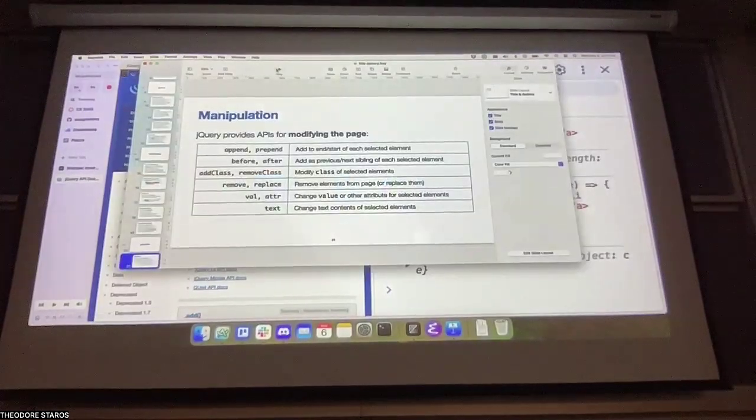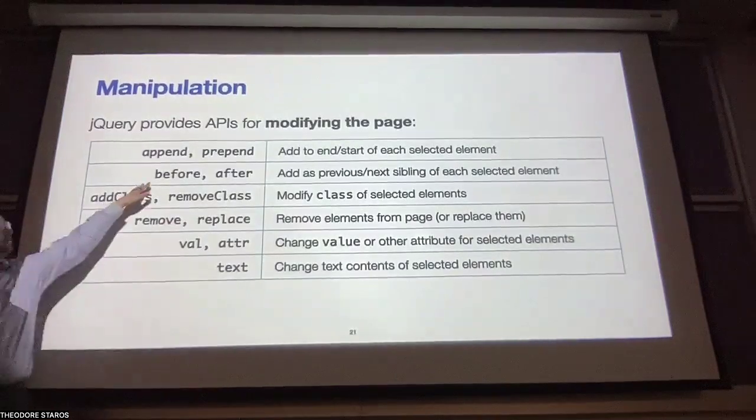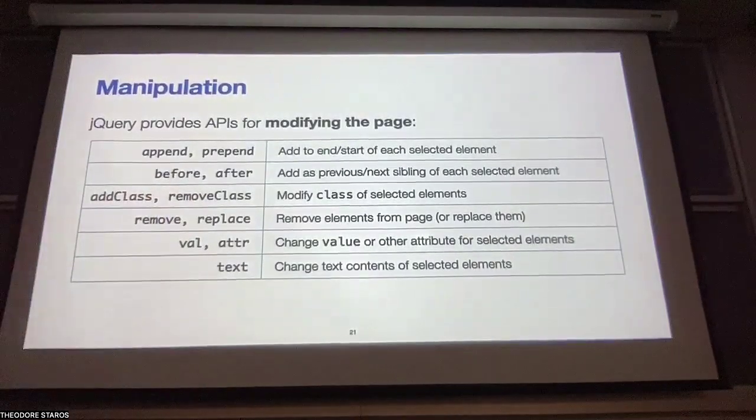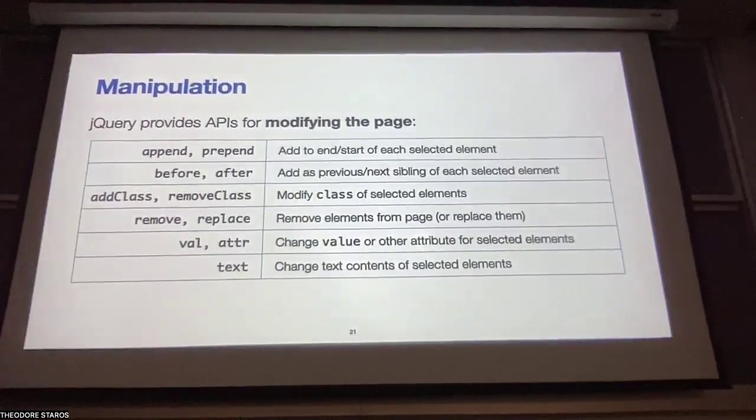Okay, so that's one thing that you can do. Append and prepend, that adds a child, either the first or last child. There's also before or after that adds a sibling. So these work fairly similarly. There are add class and remove class methods.